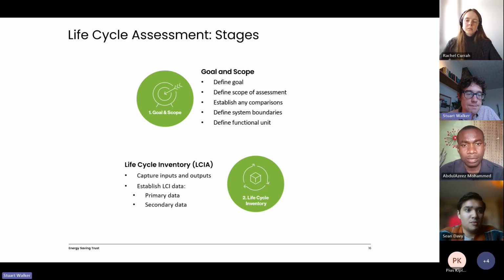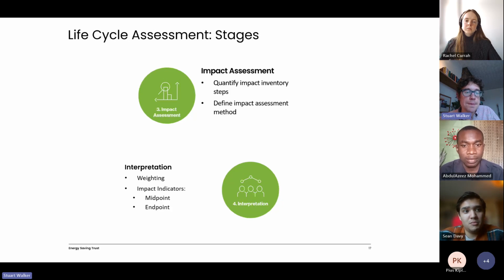The life cycle inventory is a very complicated way of saying basically getting the data that we need. So it's talking about collecting the inputs and outputs that we'll need for our life cycle assessment. The impact assessment, again, is a complicated way of saying actually just doing the assessments. This is if we're talking particularly about using life cycle assessment software, which we'll talk about in a second. So this is the stage where we actually do the calculation.